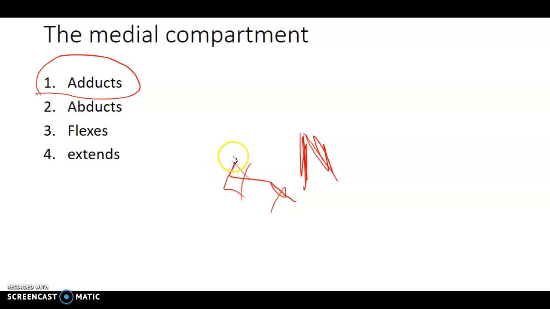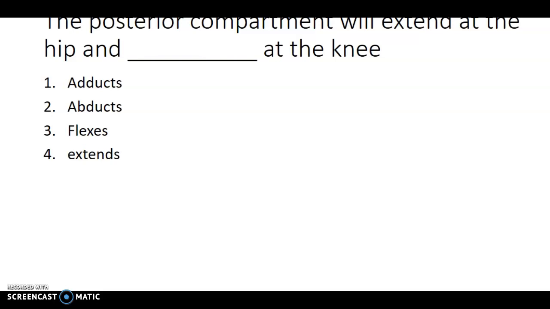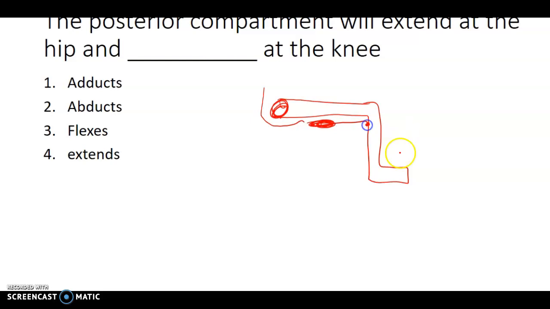Remember, for the arms and legs, you need to tell me what muscles are in the compartments and what the compartments do. The posterior compartment will extend the hip, and what will it do at the knee? So here's the person's hip, here's their leg drawn out of their hip. And let's just draw a foot like that. Not bad, not good, but not bad. So posterior compartments here, these muscles are going to be attached here. They cannot extend. Extend would be this way.